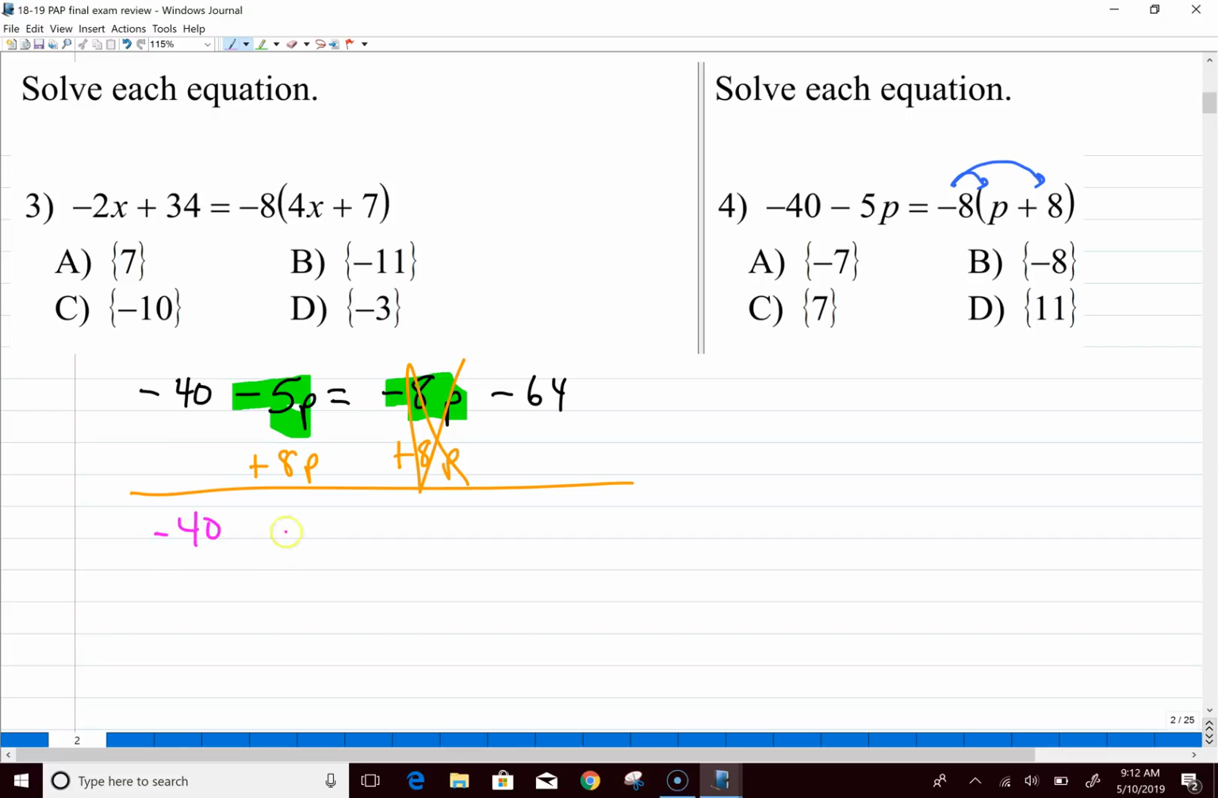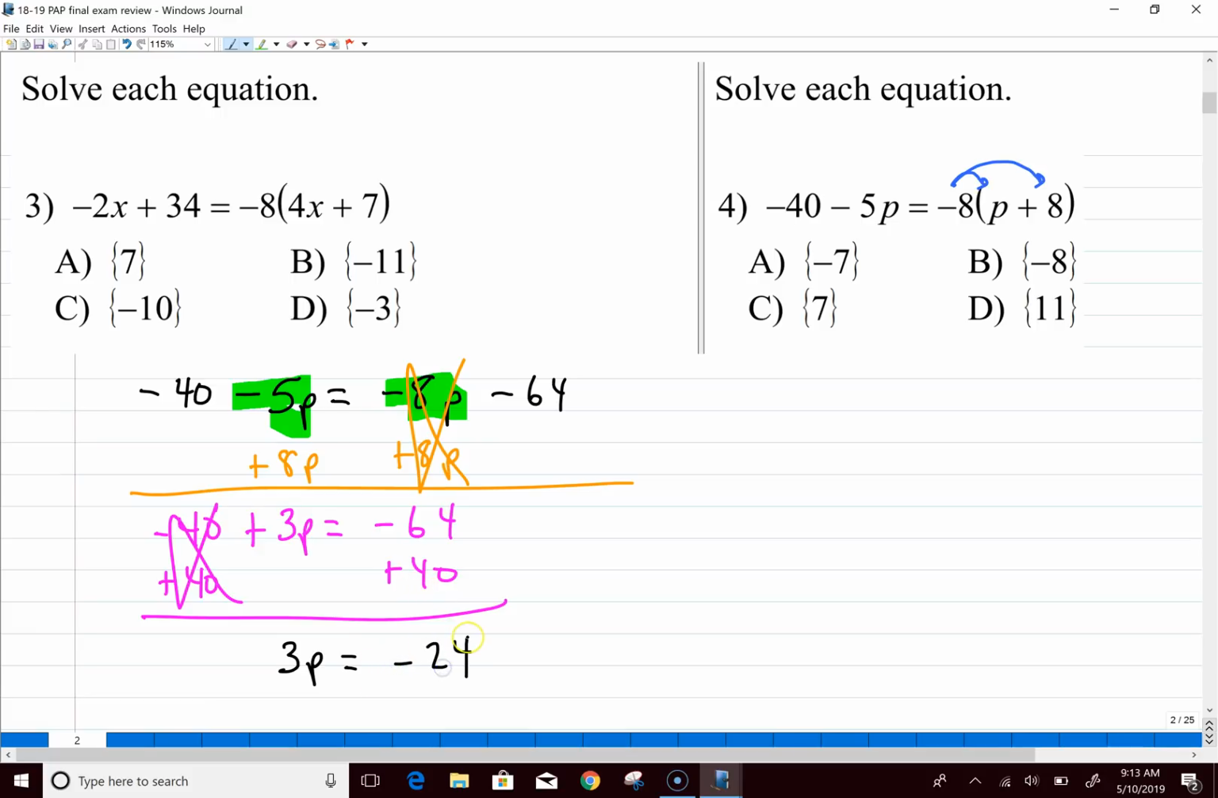Negative 5p plus 8p, that's a positive 3p, is equal to negative 64. I want to get the letter p by itself, so I'm going to move the negative 40. I'm going to add 40. Those cancel. Bring down the 3p. Negative 64 plus 40 is negative 24. Divided by my 3. And gives us negative 8.